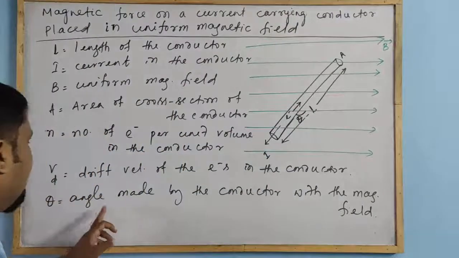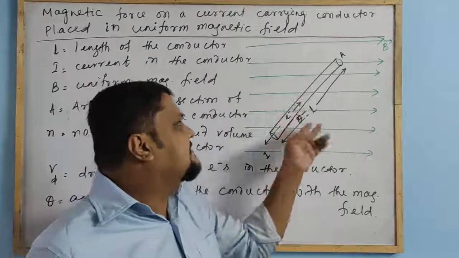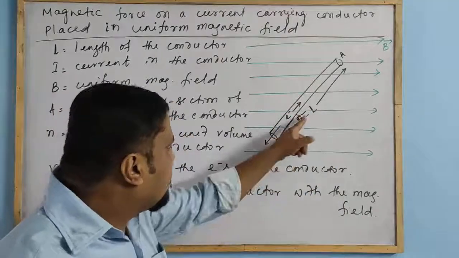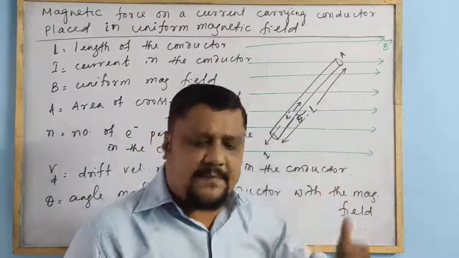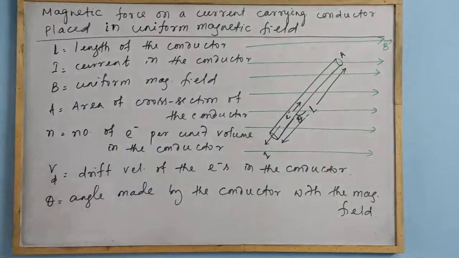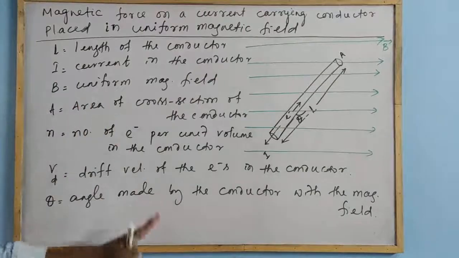So theta is the angle made by the conductor with the magnetic field, means the length makes an angle theta with the magnetic field. And what is the direction of this conductor means? In what direction the current is flowing, that is the direction of length of the conductor. That we have considered in this part. Clear? Then, next we will find out. All these things are clear?